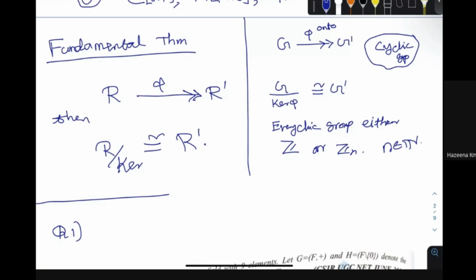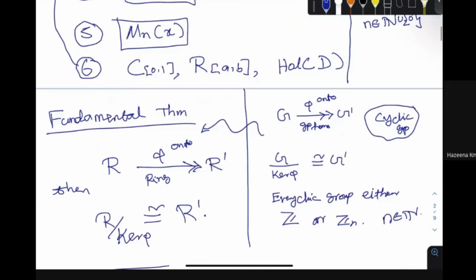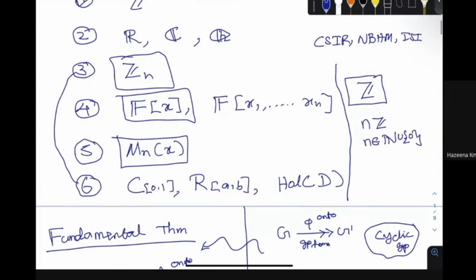So the resemblance of this theorem is exactly the fundamental theorem for ring homomorphism. Instead of group homomorphism here, we have both rings together with an onto ring homomorphism. And the fundamental theorem says that the ring by the kernel is isomorphic to the target. Okay, fine. So everything is happening in Z. Now let me talk about Z10.